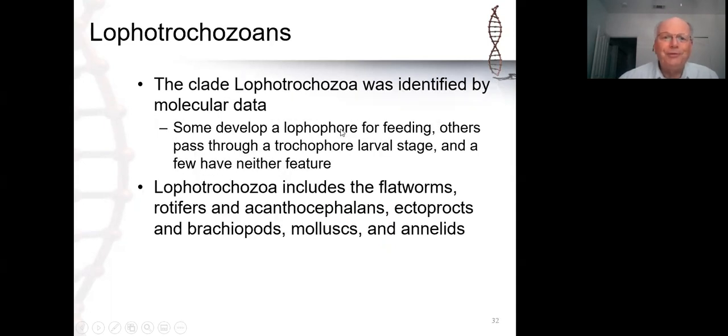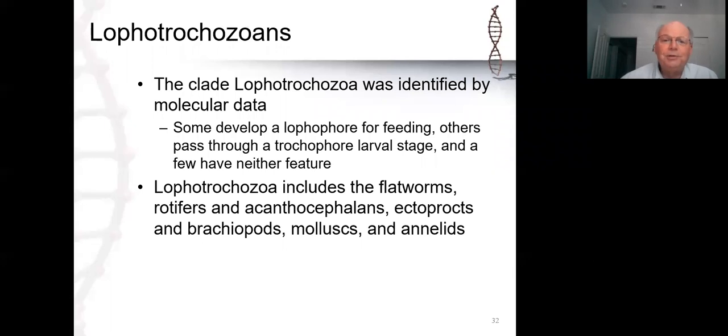Anyway, let's begin with the lophotrochozoans. So what groups these together? Well, part of it is, of course, DNA sequence analysis, which establishes the validity of the clade. But also, in the case of the lophophore portion of the clade, it's the presence of the lophophore feeding organ. And in the case of the trochozoan side of the clade, it's the presence of the trochophore larval stage.